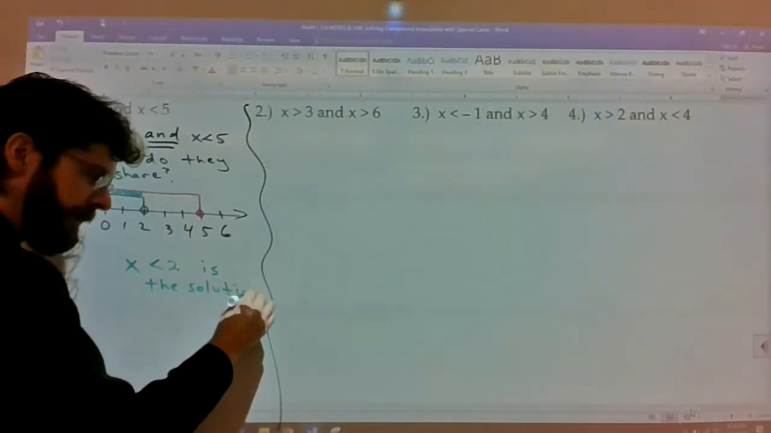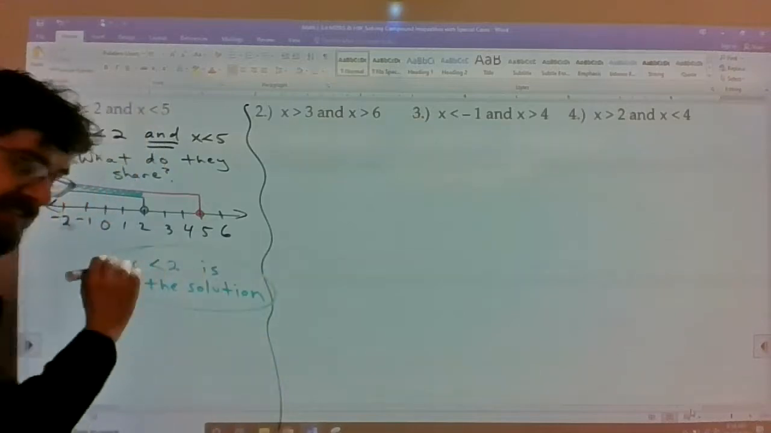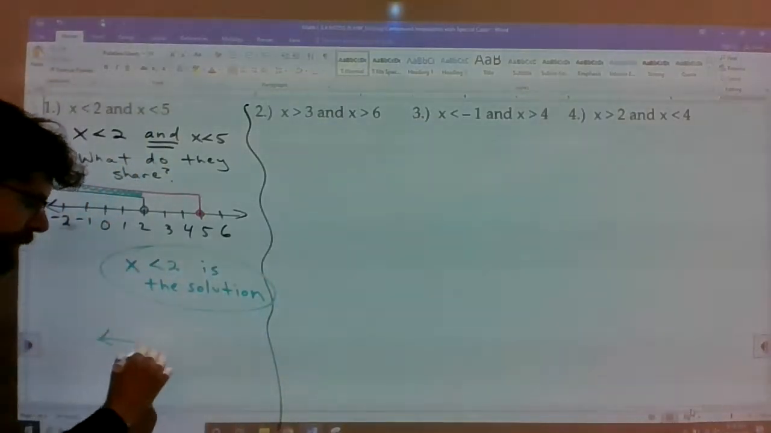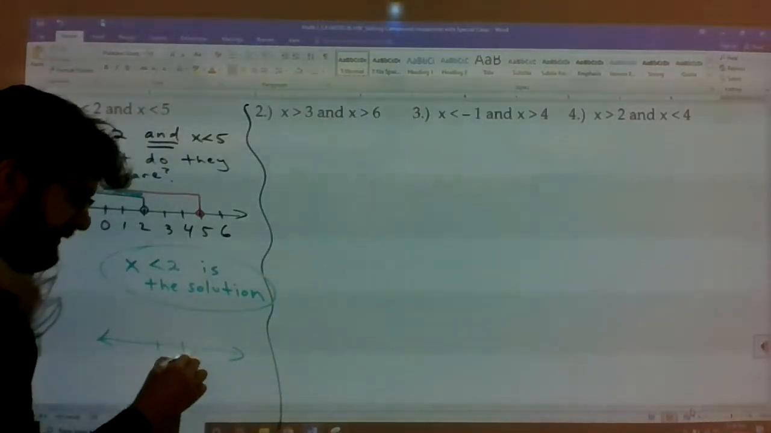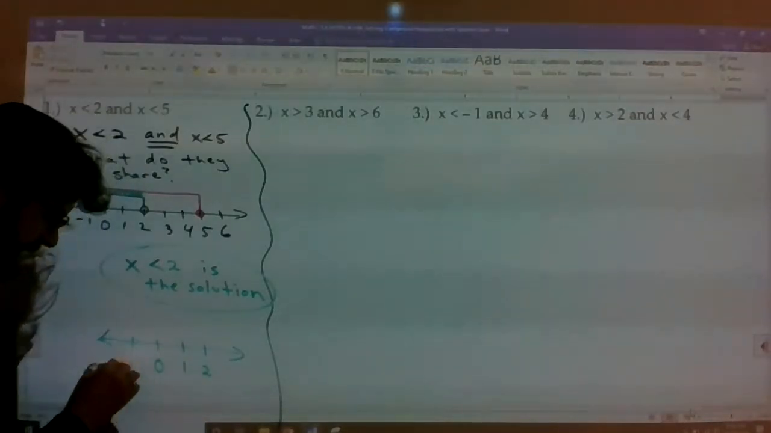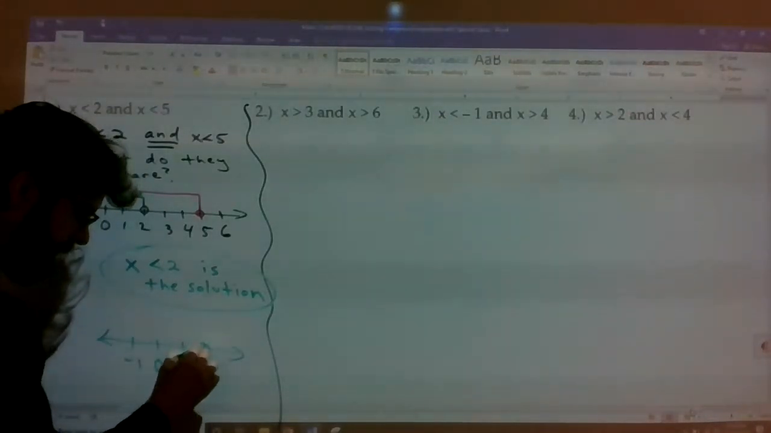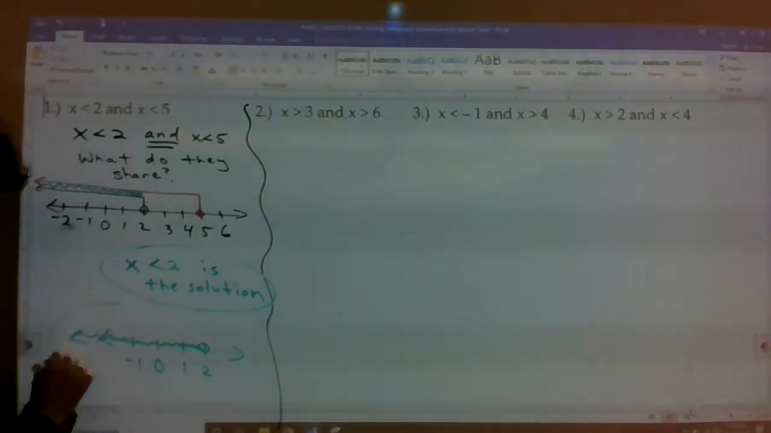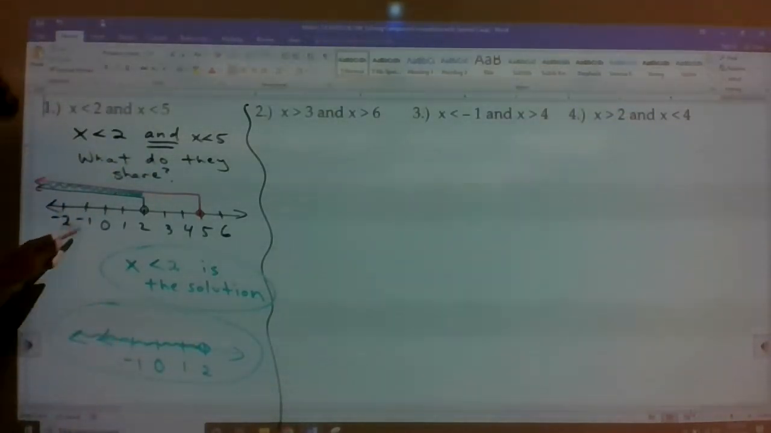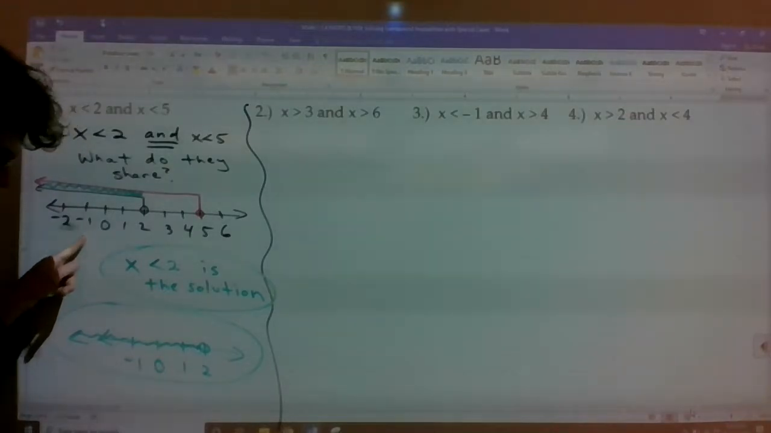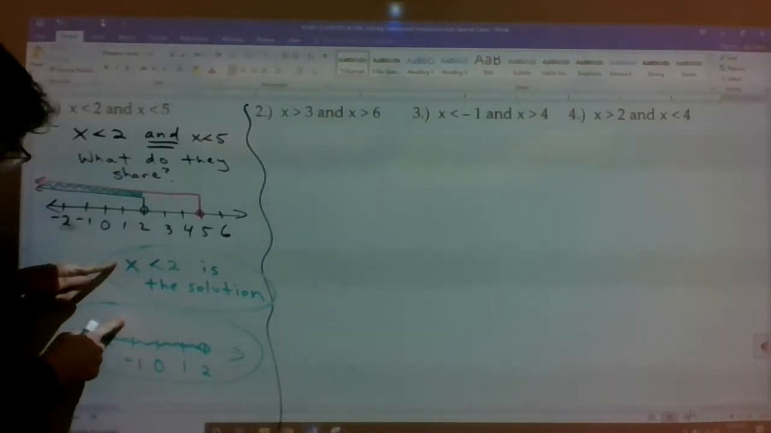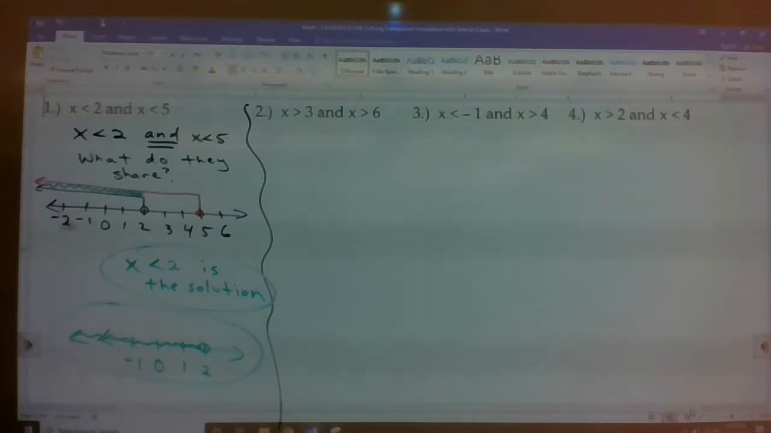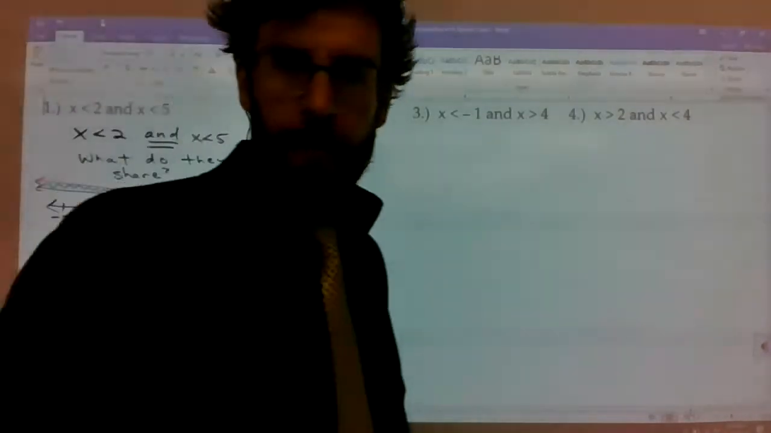So our final answer is X is less than 2, and then what we do is we make sure everybody understands, and this is what the graph looks like for X is less than 2. So this is sort of like your starter kit. This is the end product. All right, let's try it again with the next one.